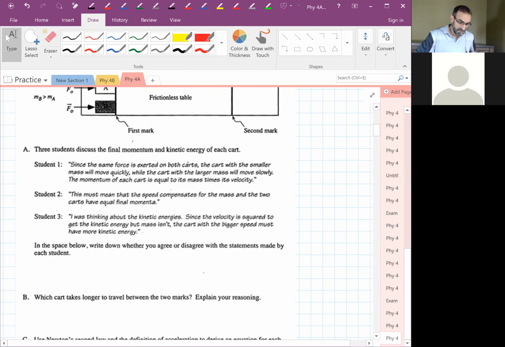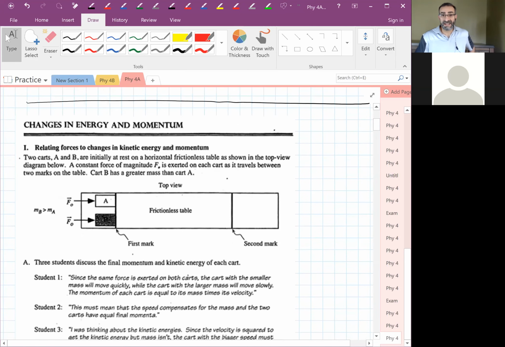So student one here restates a lot of stuff, but doesn't really tell us anything, right? Since the same force is exerted on both carts, the cart with a smaller mass moves quickly. Yes, we agree. And the larger one moves more slowly. Yes, and the momentum is mass times velocity. Yes, that's the definition of momentum. So that's all true, doesn't really tell us very much, right? Let's move on to student two.